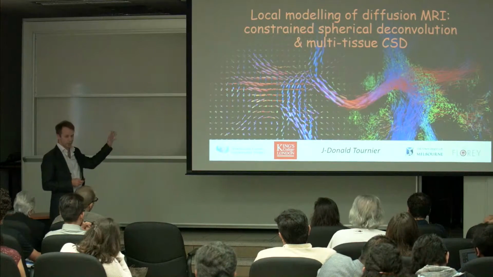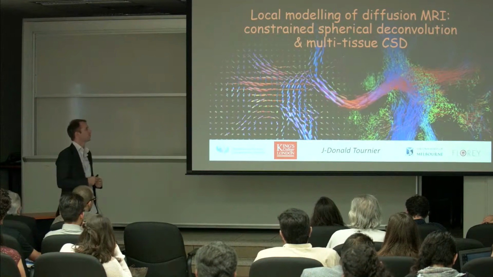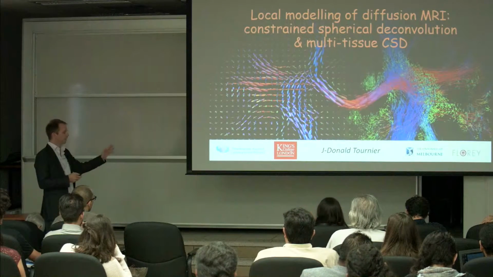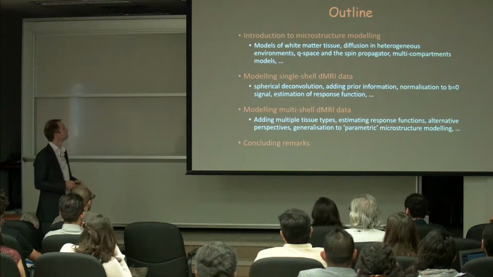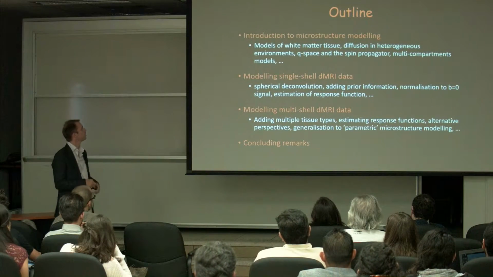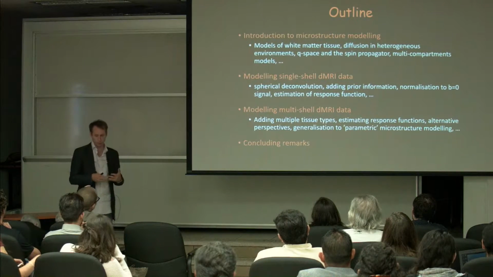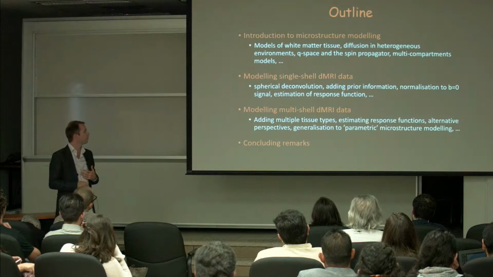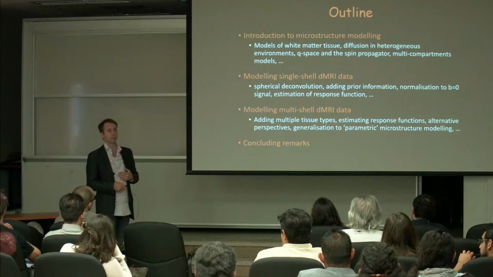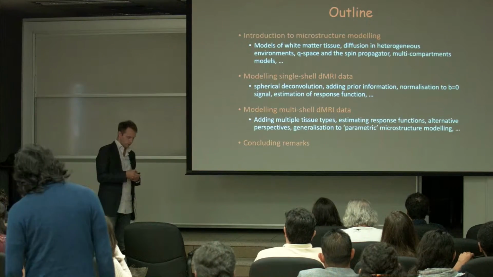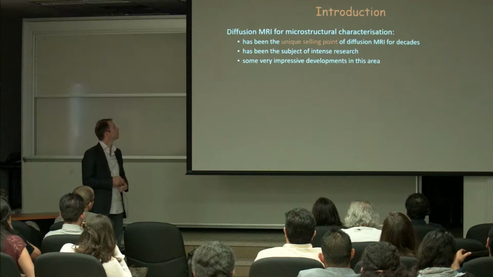So I'm going to start today by talking about local modeling of the diffusion signal. I gave a talk yesterday, it was more about tractography. So let's proceed. Here's what I'm going to talk about. I'm going to give a brief introduction to what I mean by microstructure modeling and what's been done. Then approaches that I have worked on for modeling single shell data and then modeling multi-shell data, and then conclude from that. So starting with the microstructural imaging.